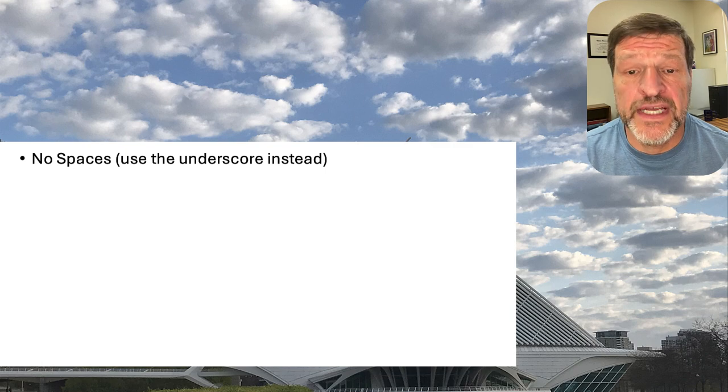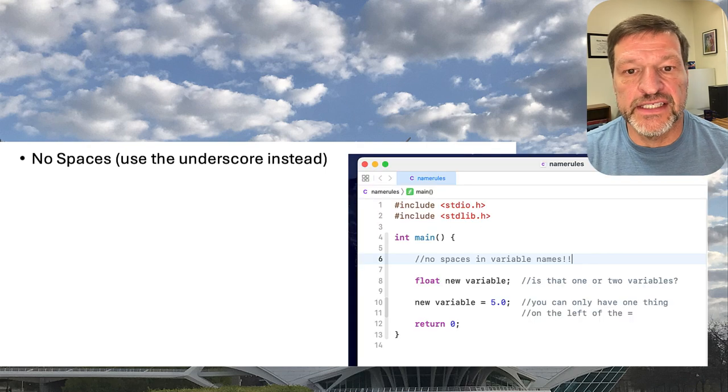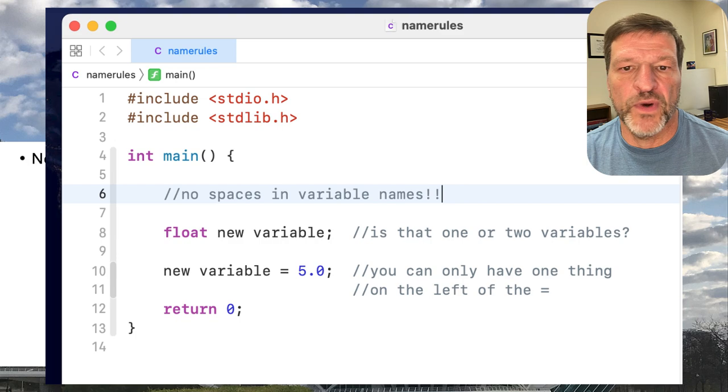The first rule is no spaces in variable names. Here's an example that I've done in C, is that if you have a new variable that you want to call new variable with a space in between, when you put it on the left-hand side of the equation, C won't let you have two things on the left-hand side of an equation. And this is true for most programming languages. These rules apply to many programming languages, not just C. I'm using C here as an example.